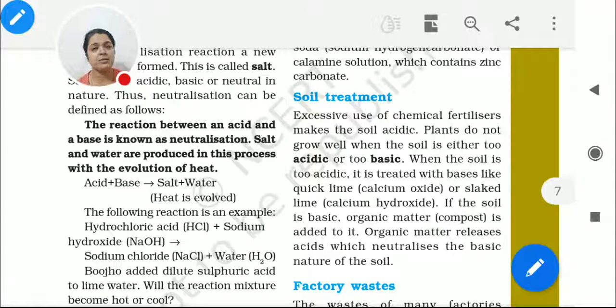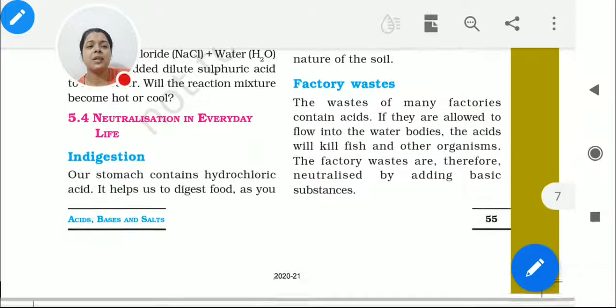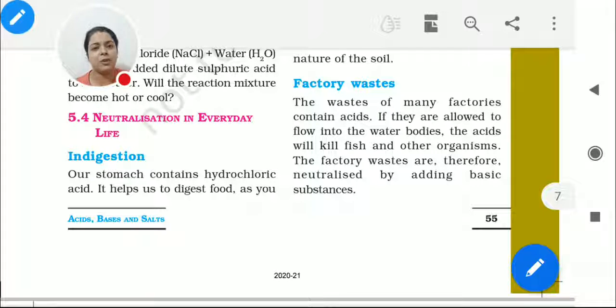So what we find is that excess of acid or excess of base is never going to work. It never allows the plants to grow. Now coming to the next one, soil and factory waste. You know very well, like yesterday we also talked about acid rain and what acid rain causes. Acid rain is actually because of air pollution, right? Air pollution causes acid rain, and because of that a number of problems occur. Even fertile soil many times becomes unfertile because of this kind of acid rain.